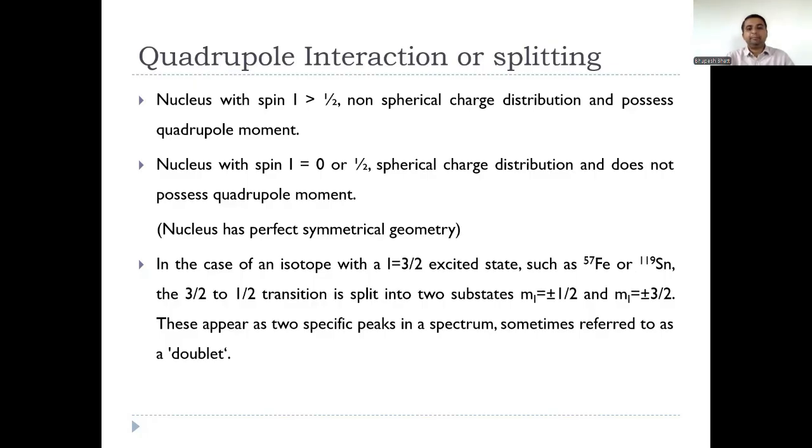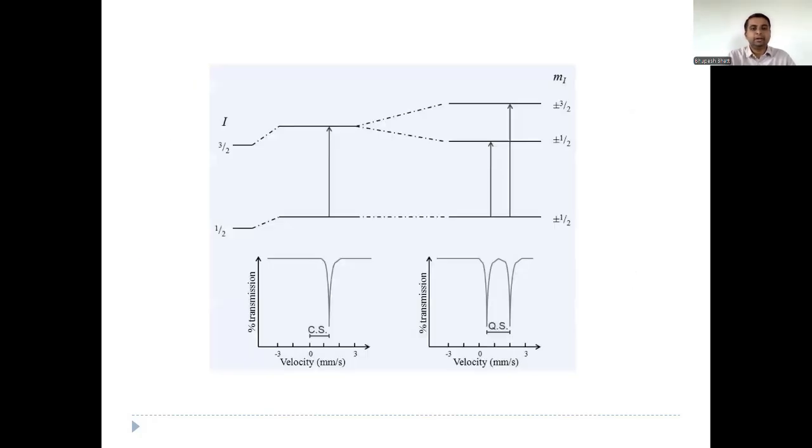So this appears as two specific peaks in the spectrum, and sometimes they are also called a doublet. So we can see the example over here. You can see that when we have this quadrupole shift, that is, the I value is greater than half, it can be 1 or 3 by 2, the excited state is further split into two different signals. So now two transitions are possible. In the earlier case, we have only one transition, and that's why we get only one peak.